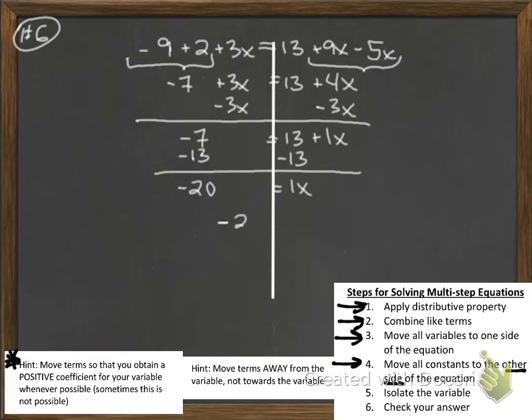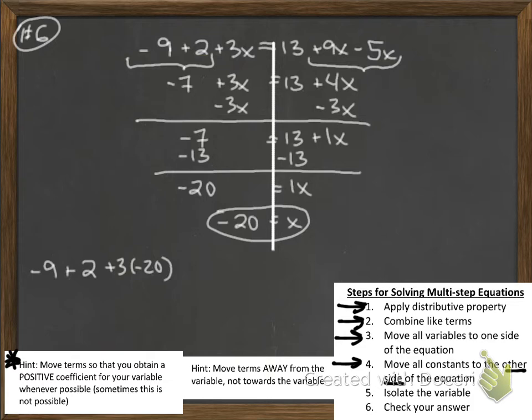I have negative 20 is equal to 1x, or 1x is the same as x, so I could just say negative 20 is equal to x. And as always, we can go back and we can check our work. So I have negative 9 plus 2 plus 3, oops, not x. I'm going to put negative 20 in here.